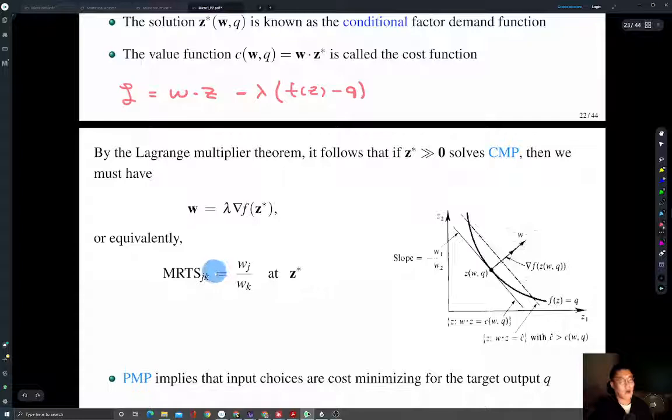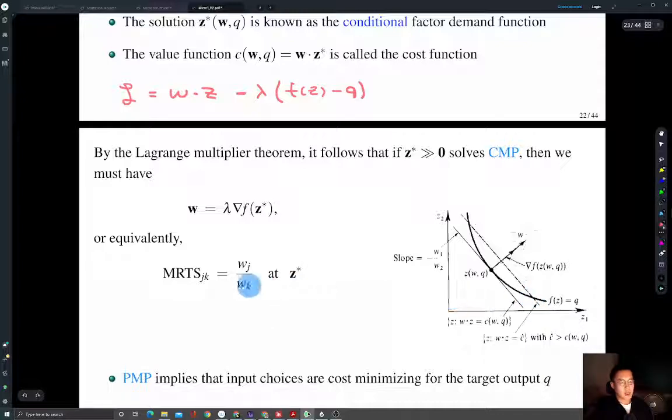Or we can apply the familiar tangent condition. At the conditional factor demand, the slope of the tangent line given by the MRTS to the isoquant should be equal to the slope of the isocost, that is w1 over w2 in case of two inputs.